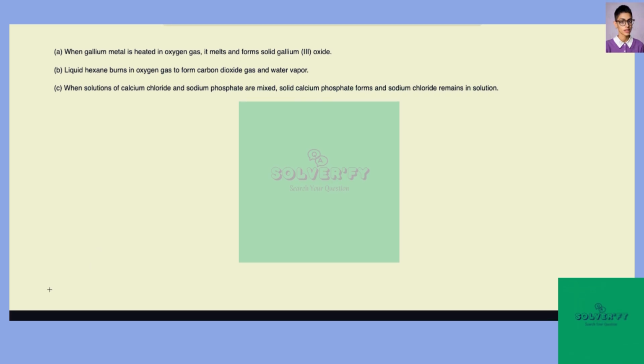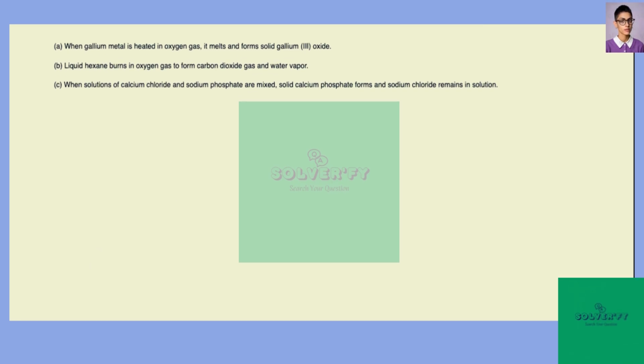Given a description of a chemical reaction, we can take this description and write it as a balanced chemical equation by first identifying the formulas for the substances involved and then balancing by changing the coefficients. So for example, when gallium metal is heated in oxygen gas, it melts and forms solid gallium oxide.